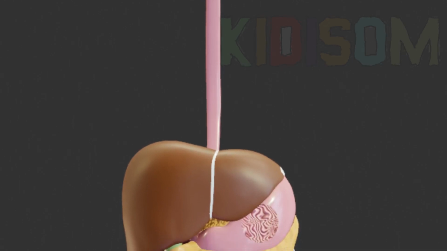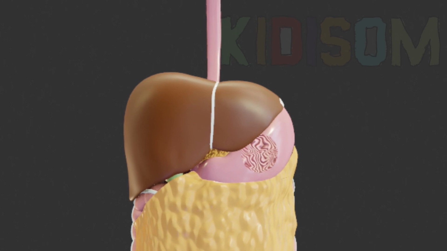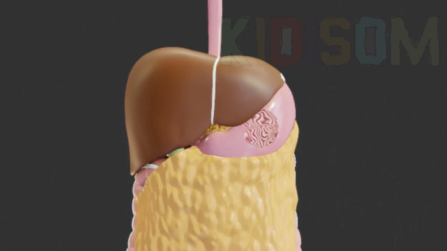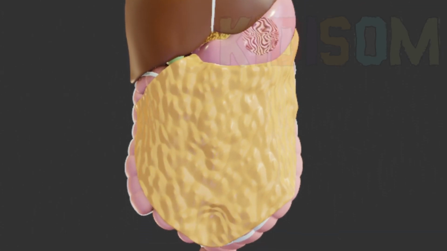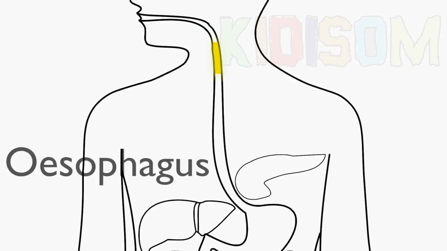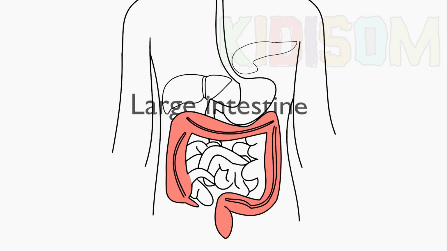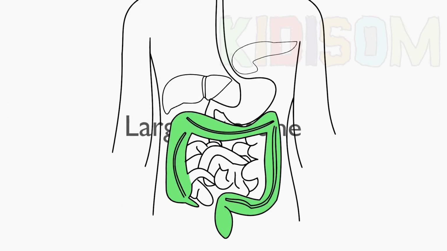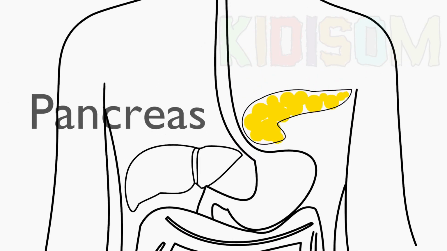The gastrointestinal tract, also known as the digestive system, is a long tube that starts at the mouth and ends at the anus. It is responsible for breaking down food and absorbing nutrients. The GI tract consists of several organs: the mouth, the esophagus, the stomach, the small intestine, the large intestine, also known as the colon, the liver, and the pancreas.